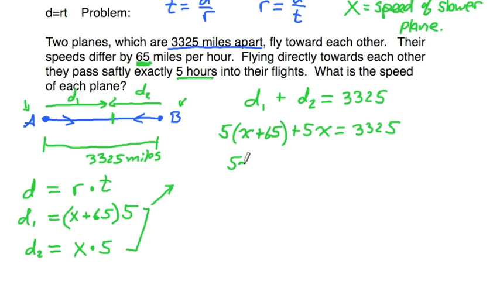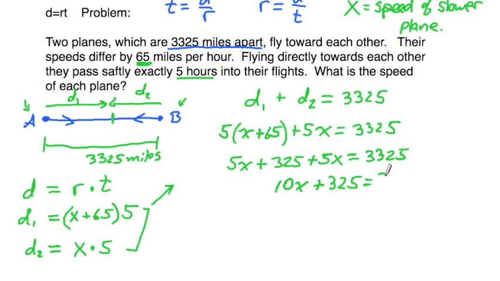5x plus 325 plus another 5x is equal to our 3325. So let's see, combine like terms, and start solving your linear equation.